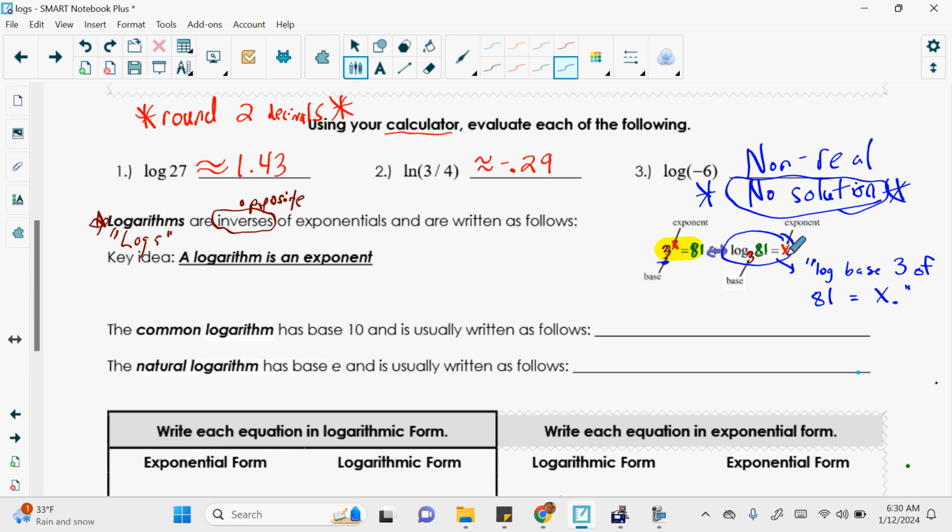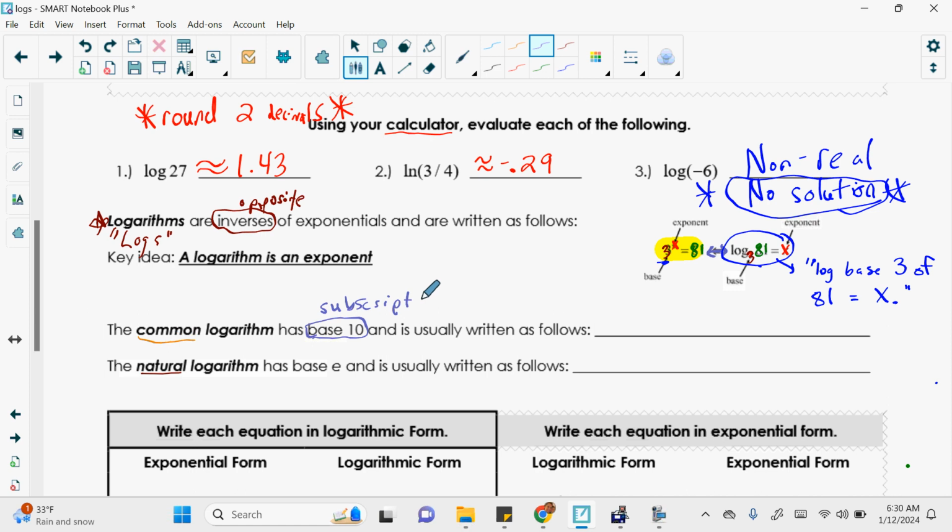Now, all right, something before we start rewriting is talking about two things: common logs and natural logs. Common logs are logs that have a base of 10. And a base 10 means it's a subscript, that little number, that subscript of 10. And it usually is written as follows. Ready? I'll give you an example of what a common log looks like. Log of 12. So log 12. And you're like, log 12, wait, where's that little number? Well, if you saw log 12, it's called a common log.